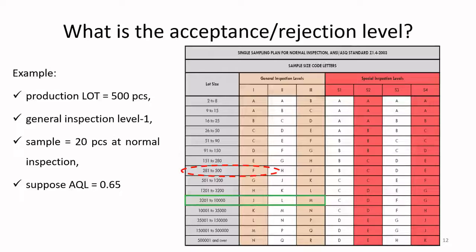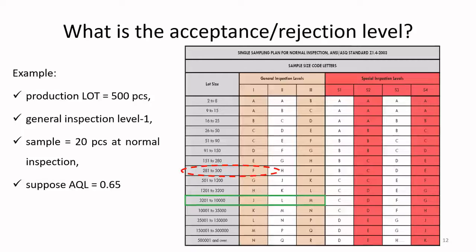Now your production lot was 500 pieces, which is falling under 281 to 500 pieces. General inspection level is 1. So the alphabet that you are getting is F. F for France, right? Now sample is equal to 20 pieces at normal inspection. If you go to the next table, the AQL table, against F you will find 20 pieces.